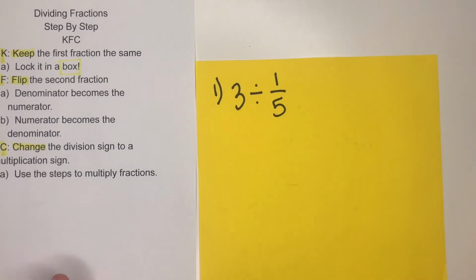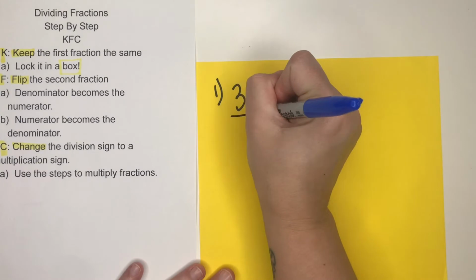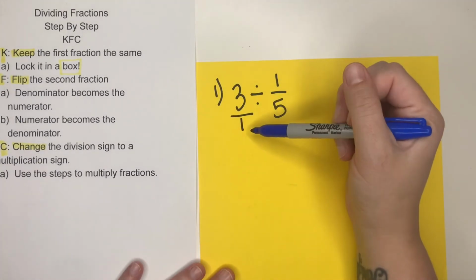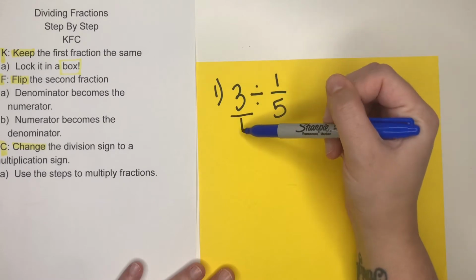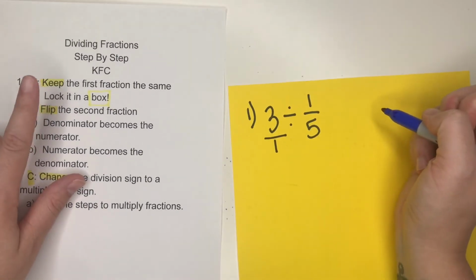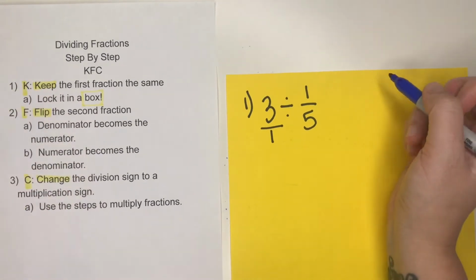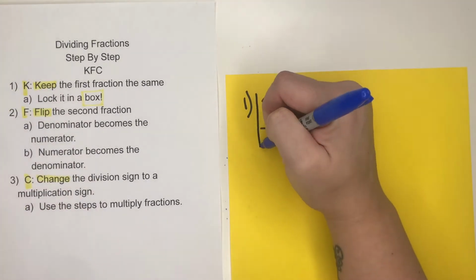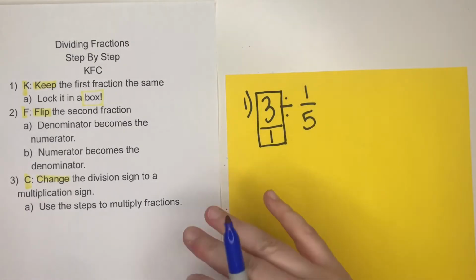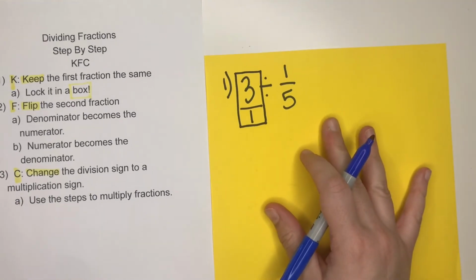All right, so first we are working with the division of numbers, including fractions. The first thing I'd like to do is change my whole number 3 into a fraction, or write it as a fraction, which is telling me that I have 3 ones so that it still keeps a whole number. So my first step said to keep the first fraction the same, and we're going to lock it in a box. This fraction will not change, will not flip. It is going to stay as it is.